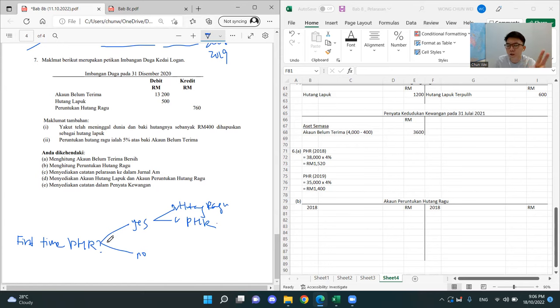But then if it is not the first time, meaning the second time or the third time or the fourth time already, then you have to see, is it a pengurangan or a pertambahan? Correct or not? So if pengurangan, then you have to debit the PHR, credit the pengurangan PHR. But if it is a pertambahan, then I will debit the pertambahan PHR and then credit the PHR.